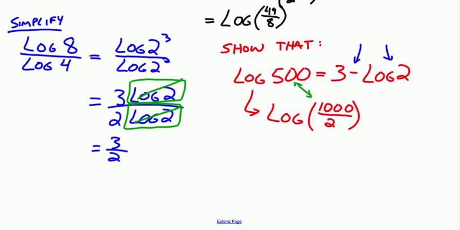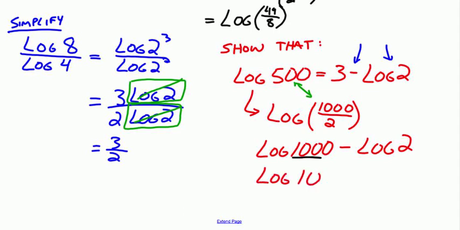So now, how can we break that down? Well, that log of 1,000 divided by 2, we know that's going to be log of 1,000 minus log of 2. All right? Now, this should start rolling for us. We need this thing to be 3. So what is 1,000? What is that a cubed number of? Well, 10 cubed, so log of 10 cubed minus log of 2.